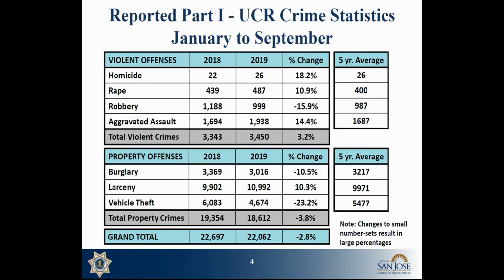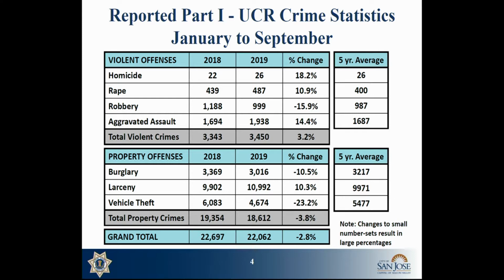All right, so if you look at our numbers here, our homicide count today is 26 compared to 22 last year. We've talked a bit about this. Although that looks like a big change, actually 26 is a perfect match for the 5-year average, and it was last year that was the anomaly. Our rape numbers are higher this year again than last year, by 10.9%. The 5-year average on that would be 400. And our robbery numbers continue to be down over last year, but they're very comparable to the 5-year average.